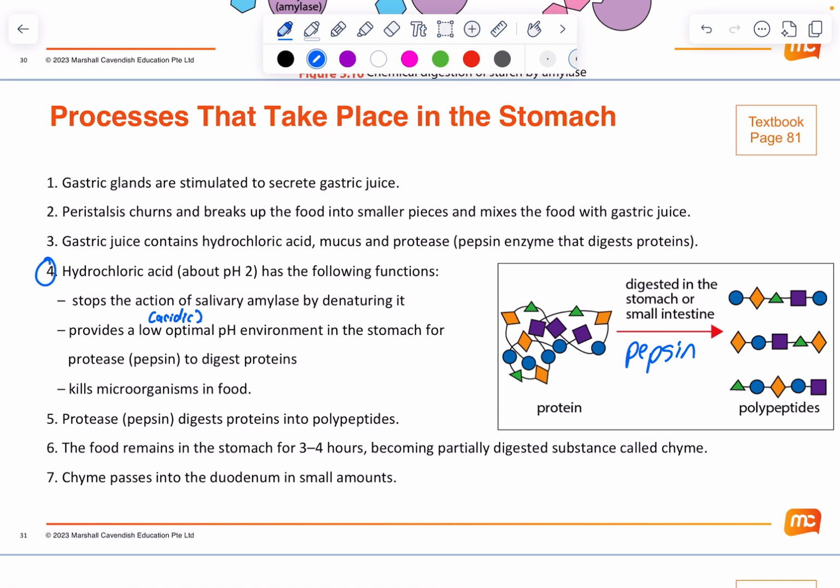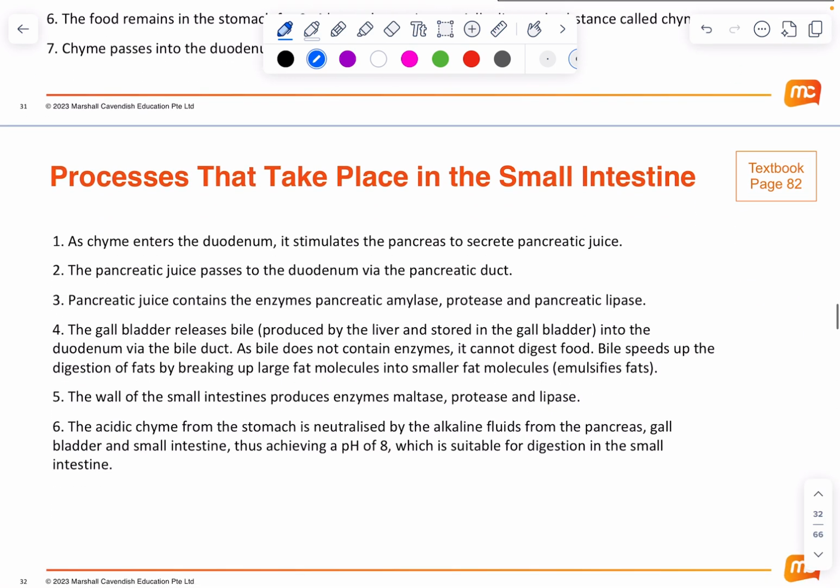Remember that it cannot kill viruses. It can only kill bacteria, which is a microorganism. Then pepsin will digest proteins into polypeptides. Do take note of this: I try not to use the word protease, use the word pepsin. It's a better form. The food will then remain in the stomach for 3 to 4 hours so that there is full digestion before you form something called chyme. This will then be slowly passed on into the small intestine in small amounts.